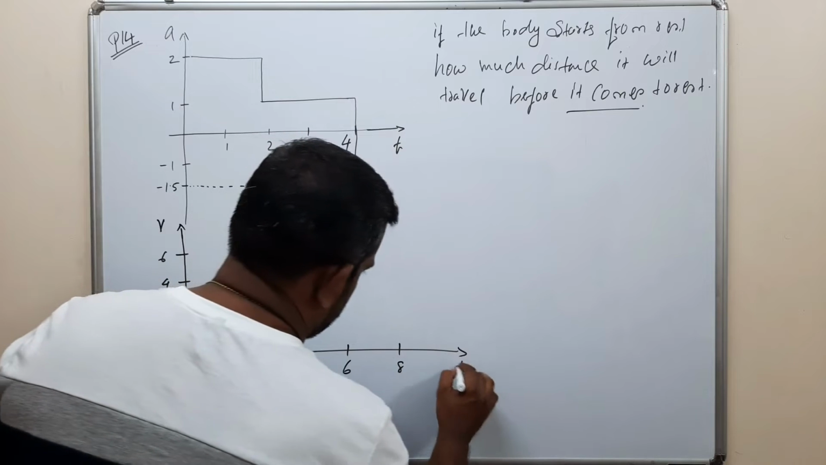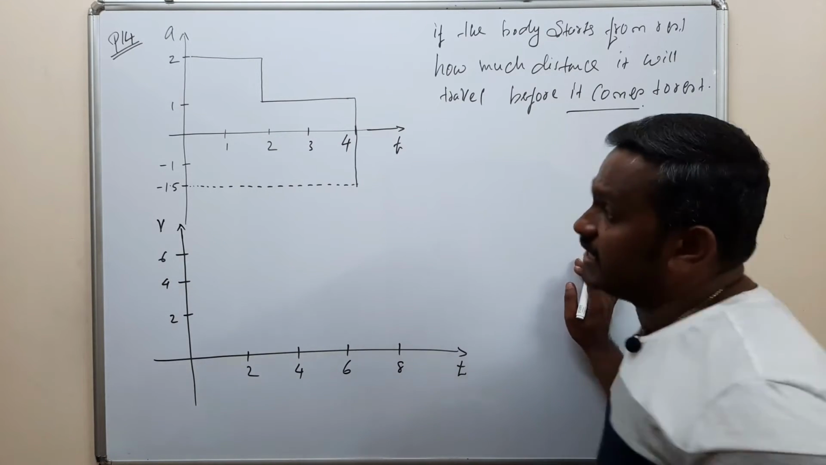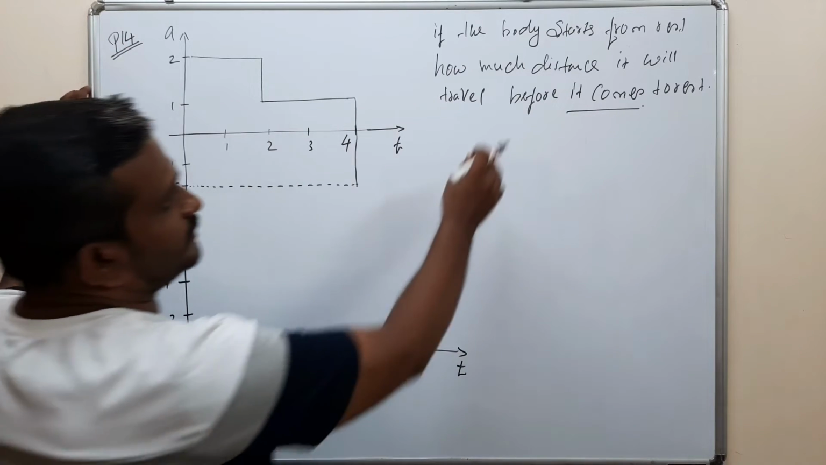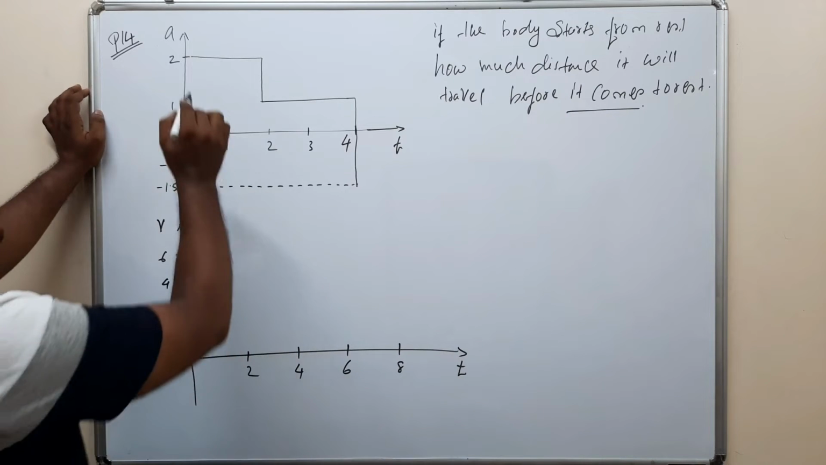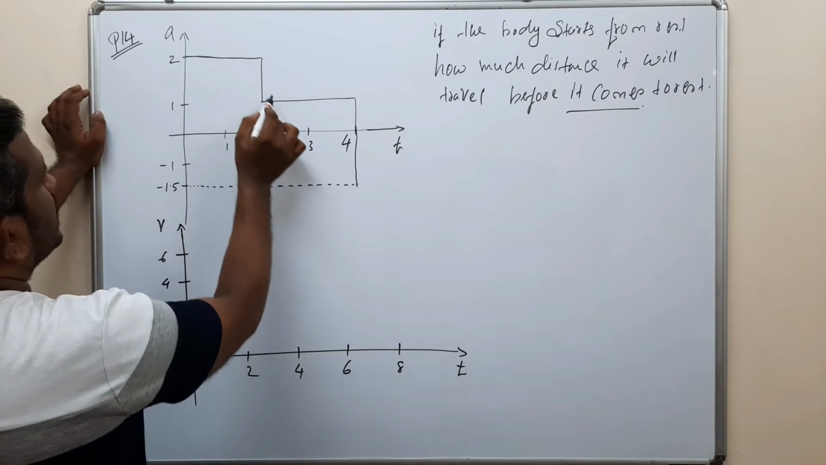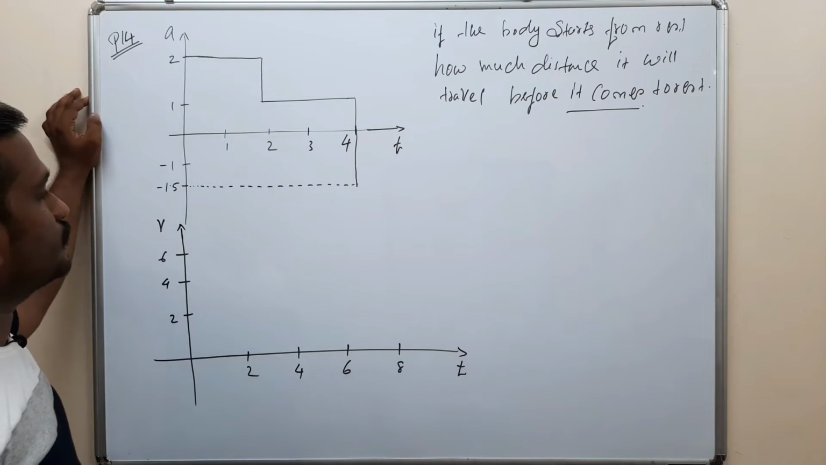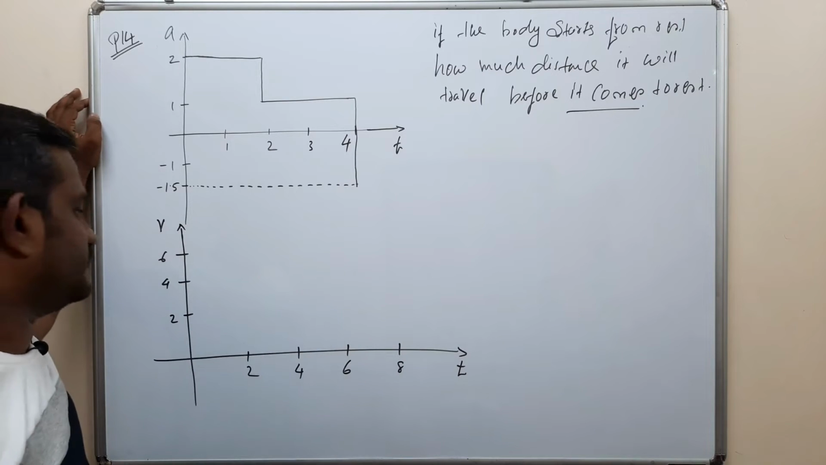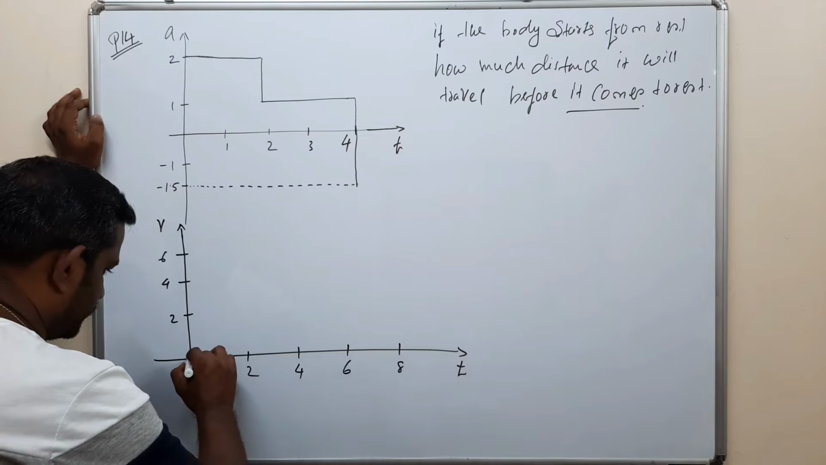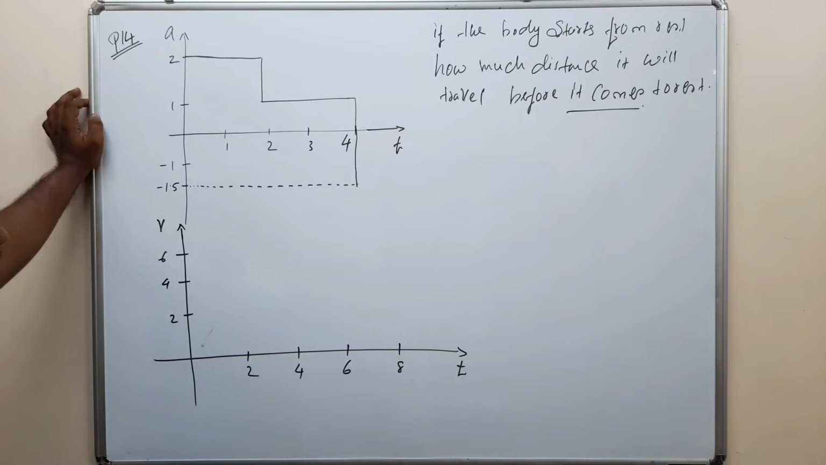Velocity time graph. From the acceleration time graph, the body starts from rest. It moves with a constant acceleration for the first 2 seconds. Since the body starts from rest, we can start the velocity time graph from the origin.